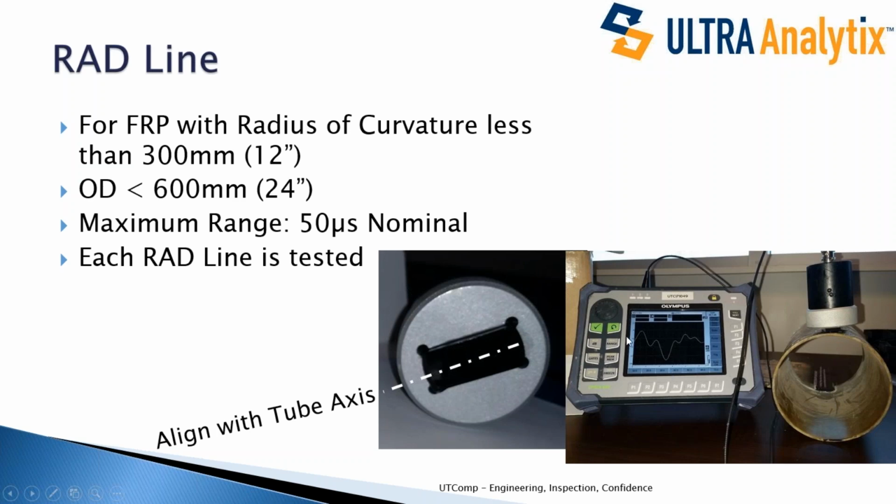The display on the Olympus unit is showing the reflection. The actual back wall reflection is almost halfway across the screen. I'm showing a little extra range there, but that's okay. And so that's how we work that.